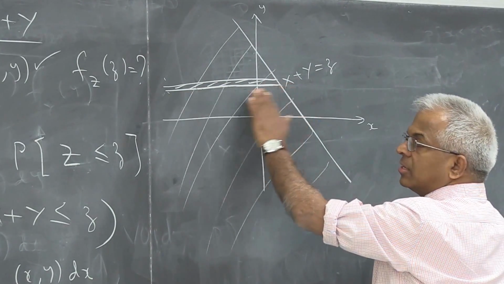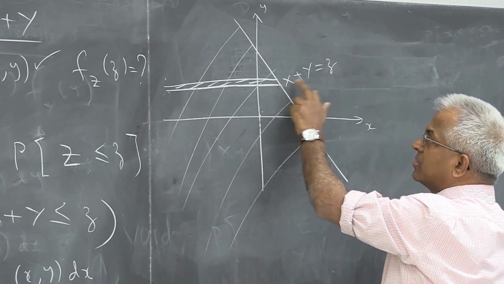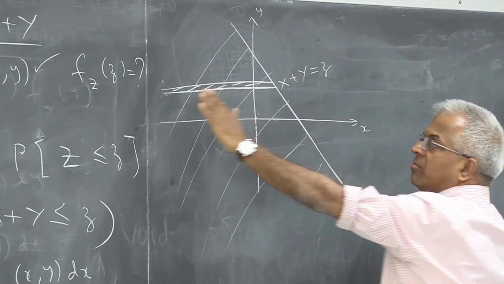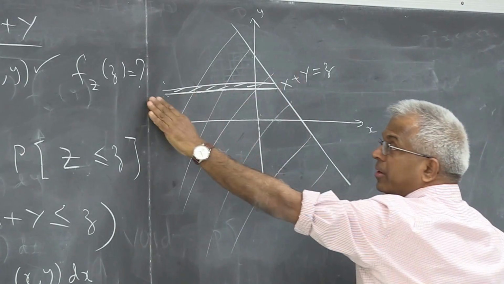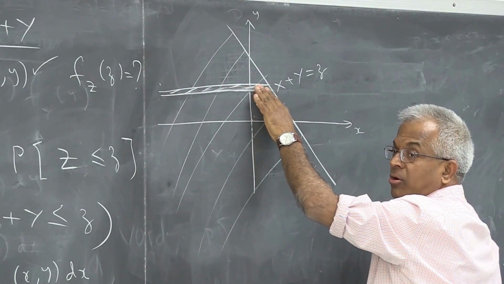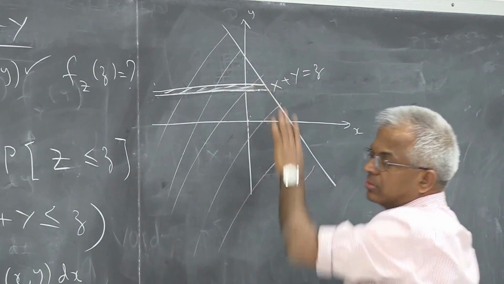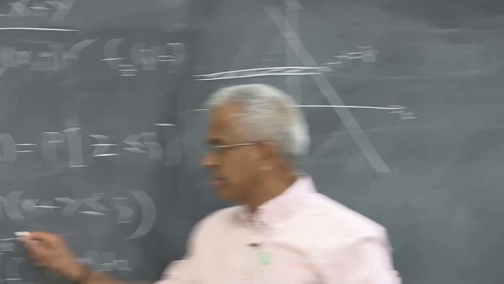The strip is x. Y is z minus x. Similarly, x is z minus y, right? We just want to find out up to what value of x it will come. I'm integrating on x, right? Not on y at this point. So x comes up to z minus y.